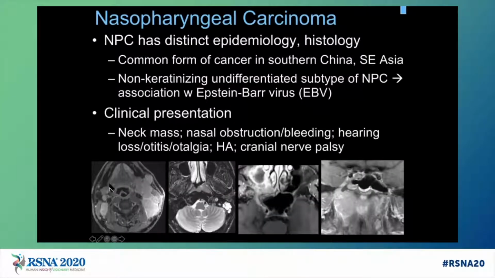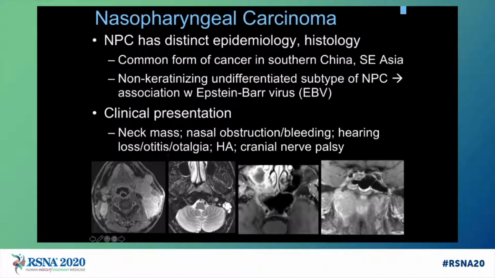Let's move on now and talk about nasopharyngeal carcinoma. This is a cancer with a distinct epidemiology and histology that is a common form of cancer in southern China and Southeast Asia. The non-keratinizing undifferentiated subtype is consistently associated with the Epstein-Barr virus, as mentioned. Clinically, these patients may present with neck mass. This patient has bulky adenopathy. They may have nasal obstruction or bleeding.